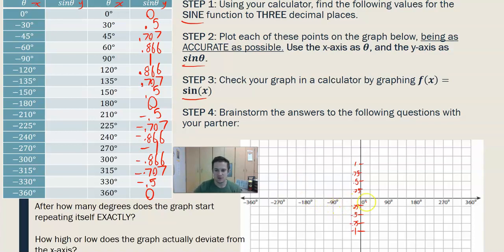Okay, so when x is 0 or when theta is 0, y is 0. So I have this point right here. And then this is 30 degrees, 60 degrees, 90 degrees. At 30 degrees, I have 0.5. At 45 degrees, I have 0.707. At 60 degrees, I have 0.866. And then 90 degrees is 1. 120 degrees is 0.866. And then 0.707.